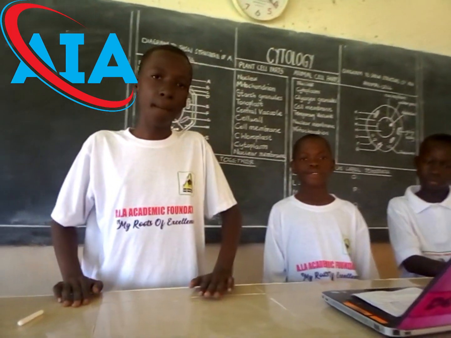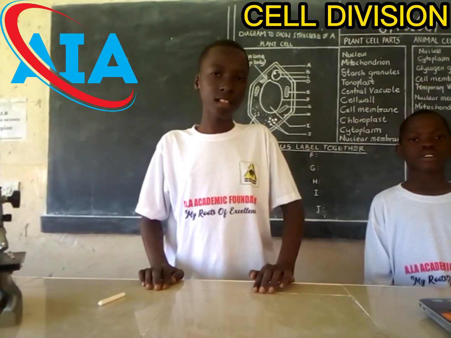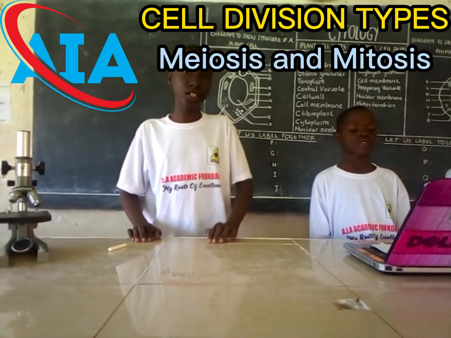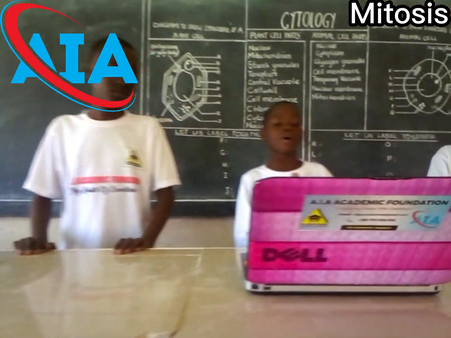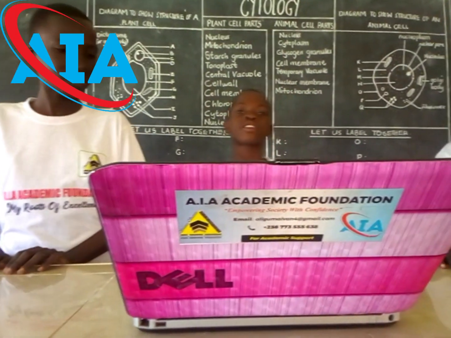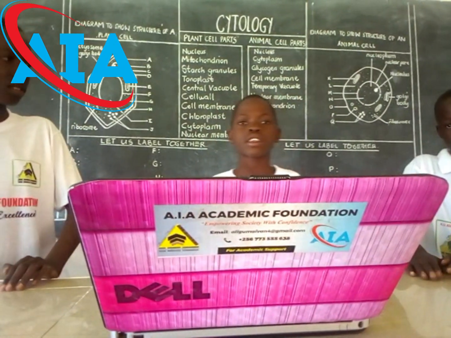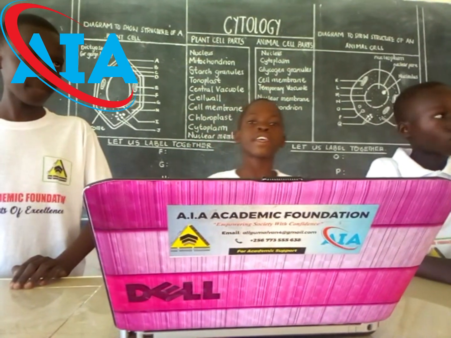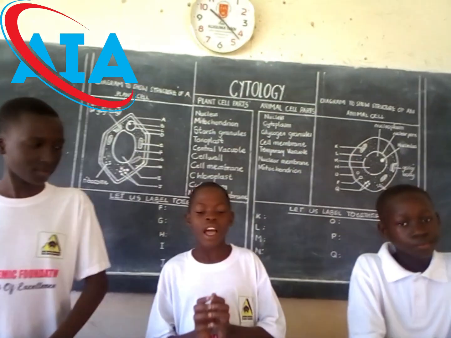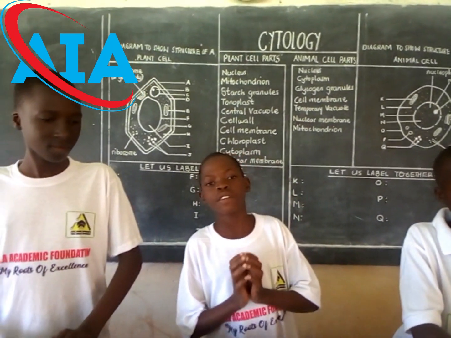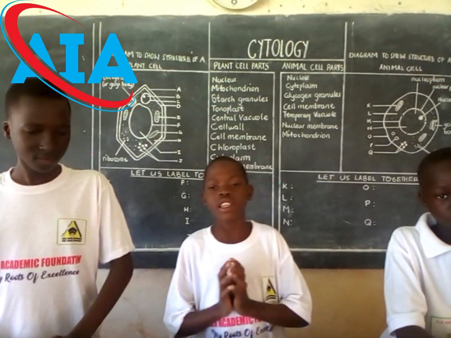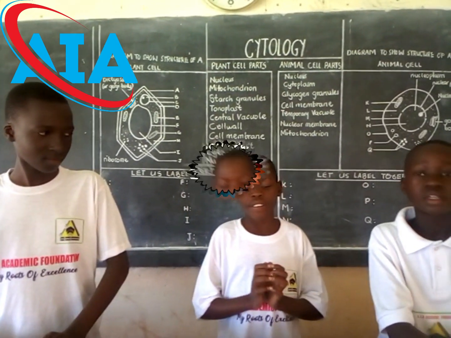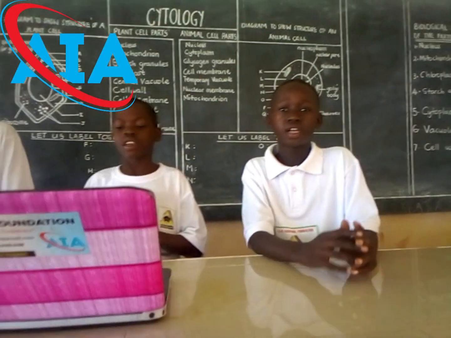New cells are formed by a process called cell division. Cell division is of two types, one being meiosis and the other mitosis. Mitosis is where one cell divides to give rise to two daughter cells, while meiosis is where one cell divides to give rise to four daughter cells, and a cell which divides to give rise to a new cell is called a parent cell. So these cells are plant cells, animal cells, and bacteria.